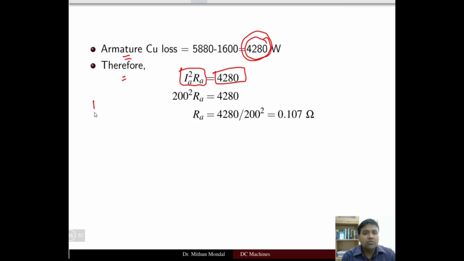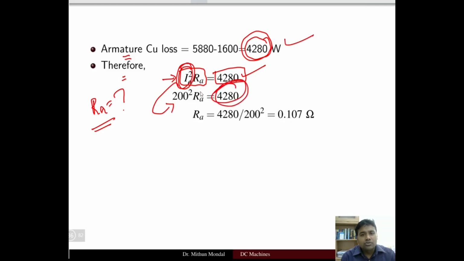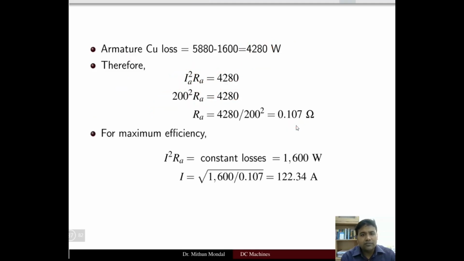Now the first condition was to determine the armature resistance. So the armature resistance will be determined from the losses taking place in the armature. So Ia square Ra is equal to 4280. Now Ia you have already computed. So put the value of Ia, and 4280 is the armature copper loss you have computed. So determine the resistance of the armature. You will get 0.107 ohms. So this was the first case.